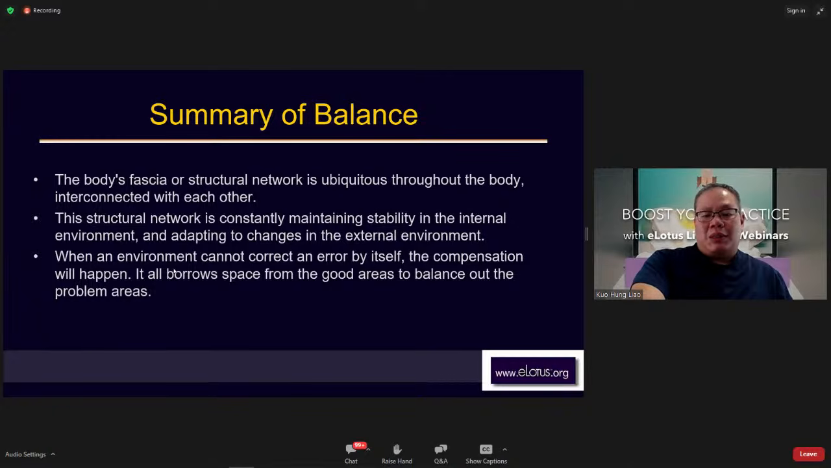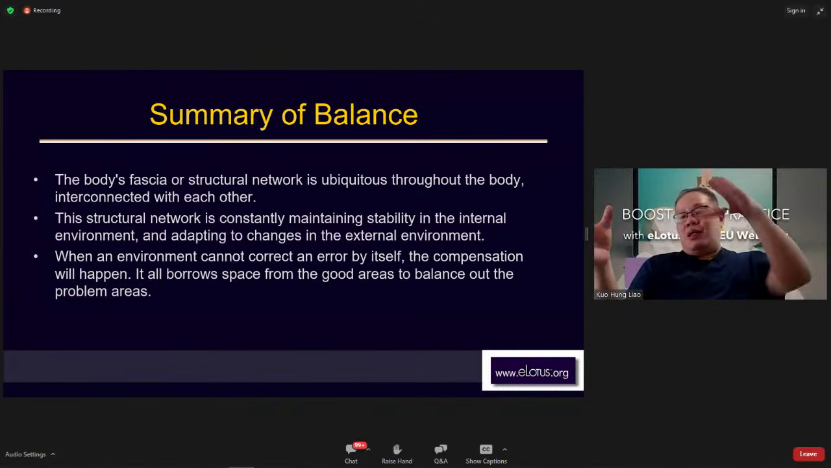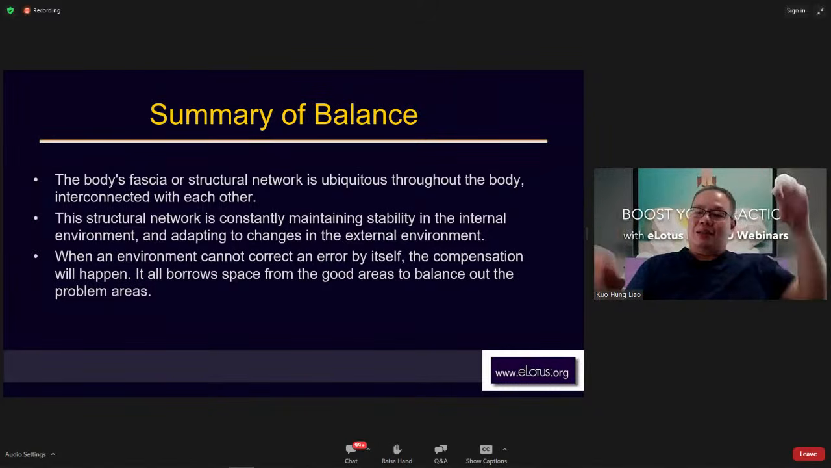It will borrow space from a good area to balance out the problem area. So it's similar to the picture, where we see a lot of stones. They are in a dangerous balance. One thing goes extreme, and the other has to go extreme to balance that.